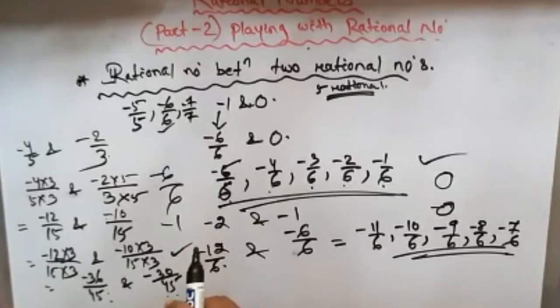In the next one, in part 3, you will see operations on rational numbers, which are addition, subtraction, multiplication and division of rational numbers. And that part is very easy and very important too.